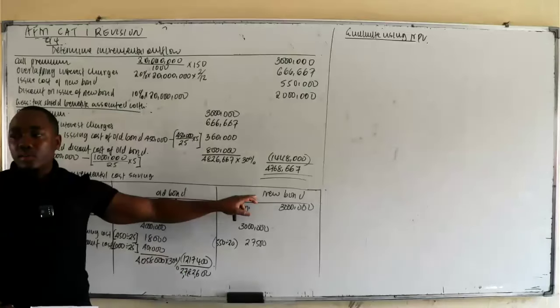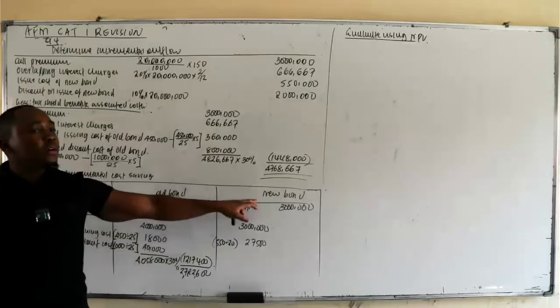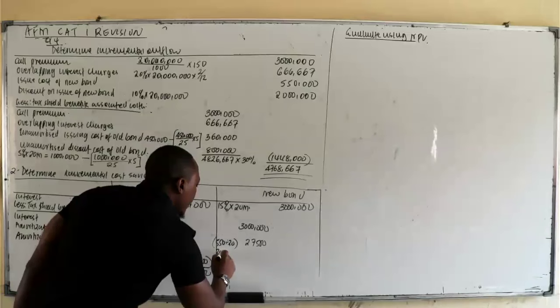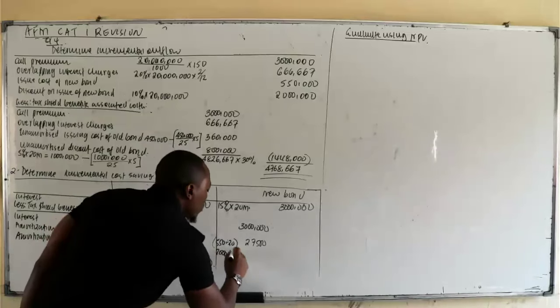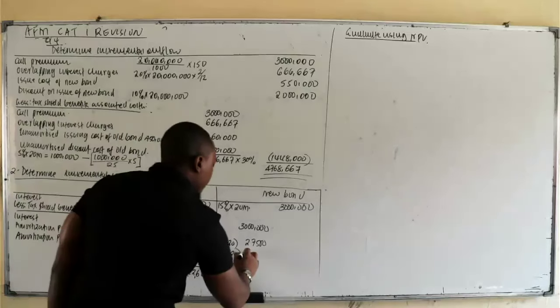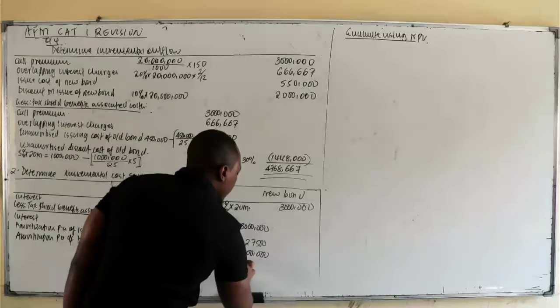Then discount cost of the new bond. How much is the discount cost of the new bond? The discount is how much? 2 million. Then we amortize for 20 years. Is it 100,000, right? Good. So how much will be the total?